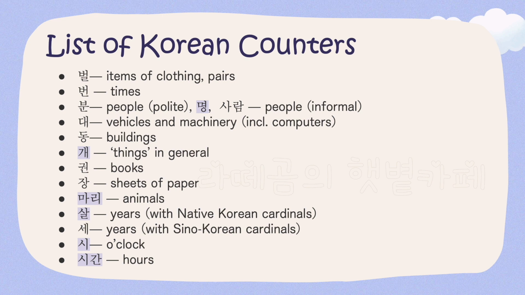So here we have a list of common Korean counters, and I've highlighted the most important ones we will use in everyday life. So here we first have the counter for people, 명. Then we have the counter for things, 개. Then we have the counter for animals, 마리. Next we have years of age, 살. Then we have time, 시. And this translates to o'clock, so 5 o'clock or 6 o'clock. And lastly, we have hours, which is 시간.